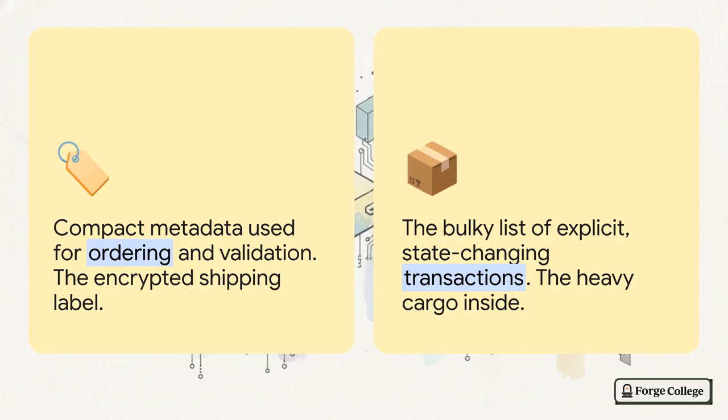On the flip side, you have the payload. This is your bulky list of explicit, state-changing transactions. It's the heavy cargo inside that container. So, say you use a blockchain to buy a digital pizza. The details of that purchase, who paid whom, exactly how much, those sit comfortably inside the heavy payload stomach. Meanwhile, the lightweight header brain simply carries the shipping label verifying that, yep, the pizza is indeed in the box.